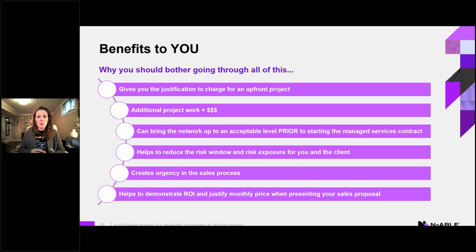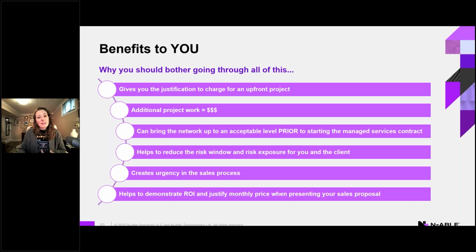And that's really your goal, to get these risk issues, these concerns resolved as quickly as possible, right at the beginning, ideally, instead of just making it a natural part of the package and working on resolving them slowly over time through the natural course of your services engagement. Your goal with this is to bring the network up to an acceptable, safer level of risk prior to you starting your managed services monthly contract.